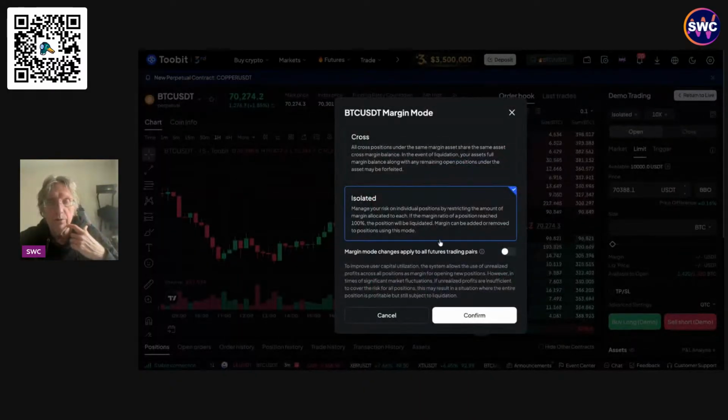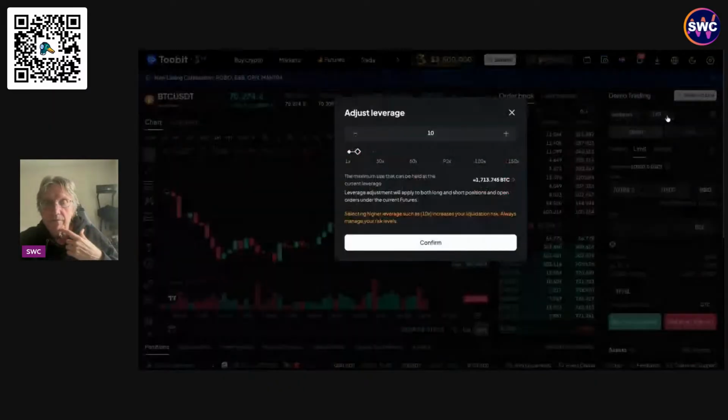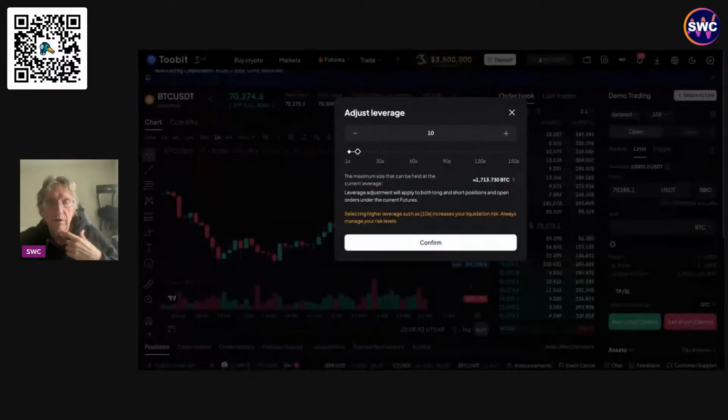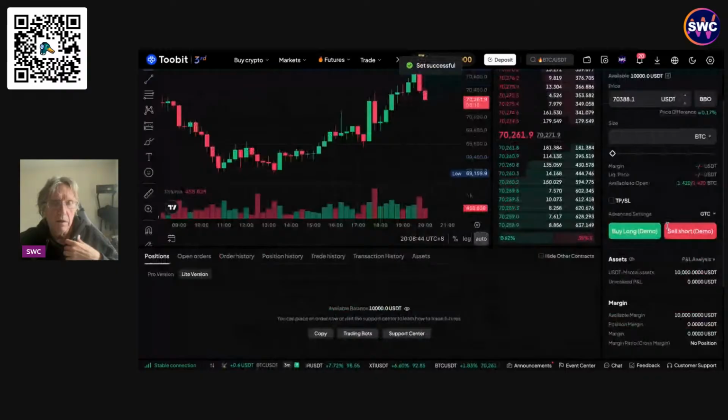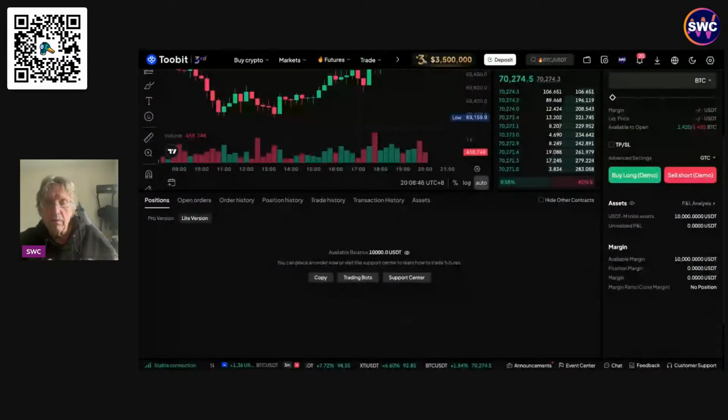I think by default it's on cross, and also I think it was on 50x leverage, which is lunacy. So I've changed that to 10. Okay, and I think that's all I've done really. So just to reiterate, this isn't real money.